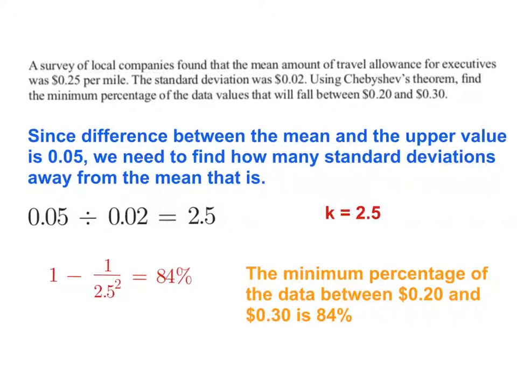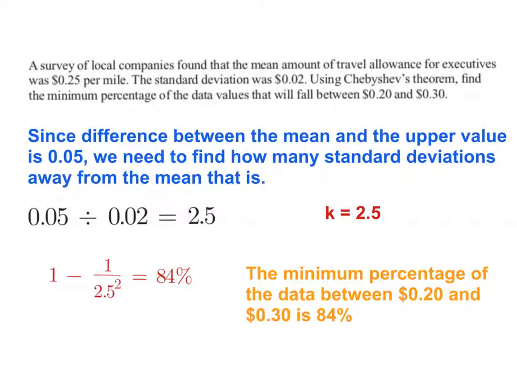So here's what you should have gotten. The minimum amount of data in between 20 and 30 cents is 84%. Okay? So at least 84% of the data is going to be in between 20 and 30 cents. So in this little survey of companies with their mileage allowance, most of the companies are giving between 20 and 30 cents a mile for mileage.